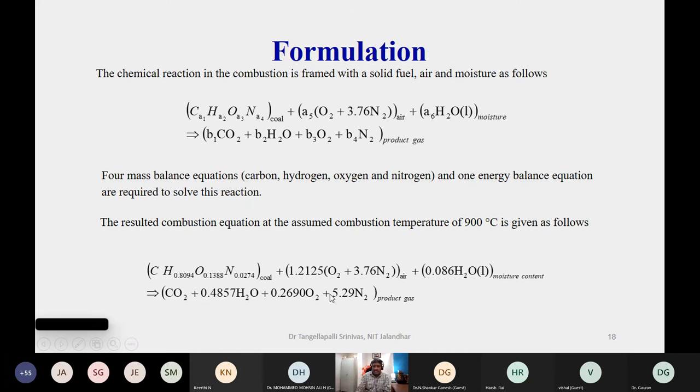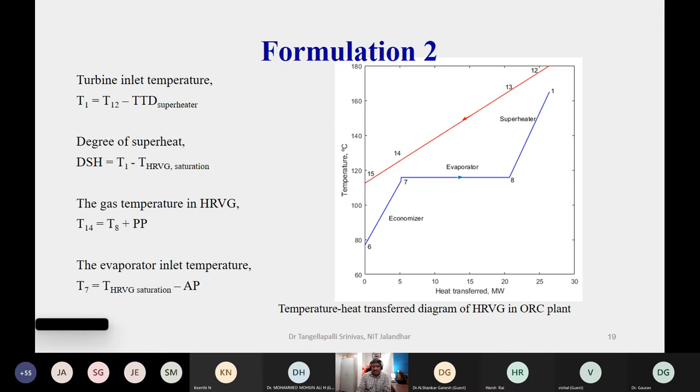That result can be extended for the power plant with working fluid and hot fluid. The hot fluid temperature, hot gas temperature, is decreasing, whereas the working fluid temperature is increasing. But we have to keep the constraints for the proper heat transfer. What are the constraints used in heat recovery?